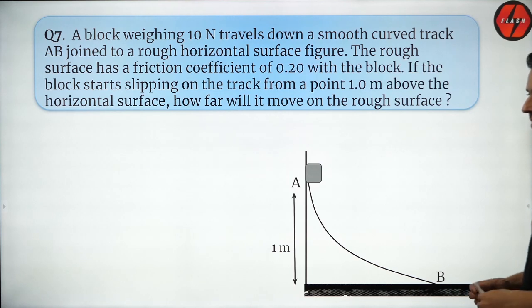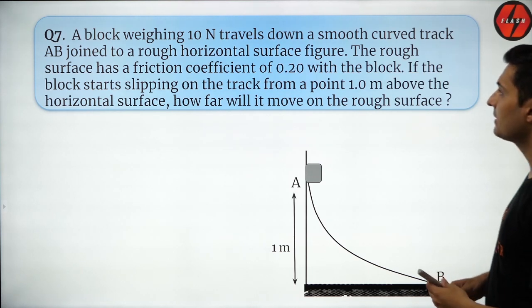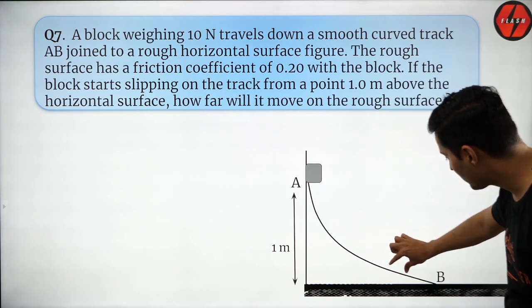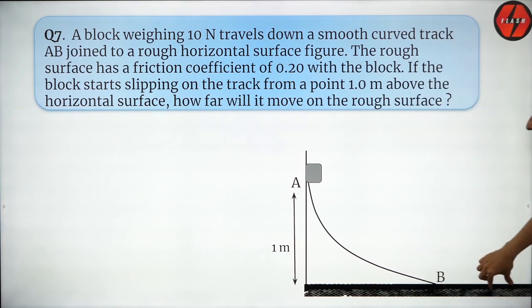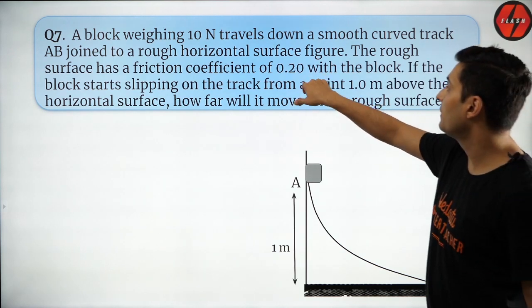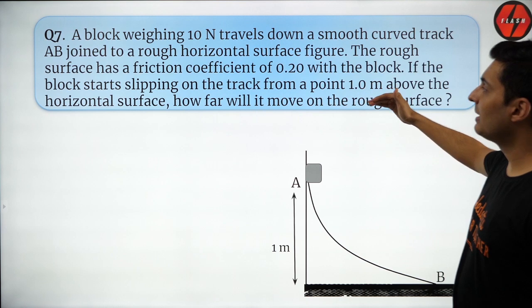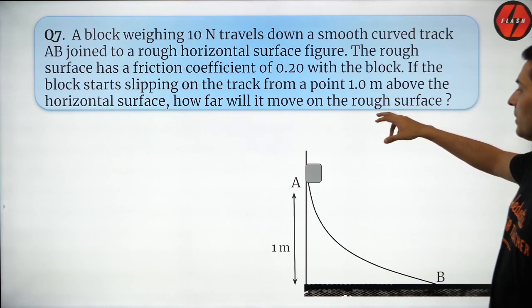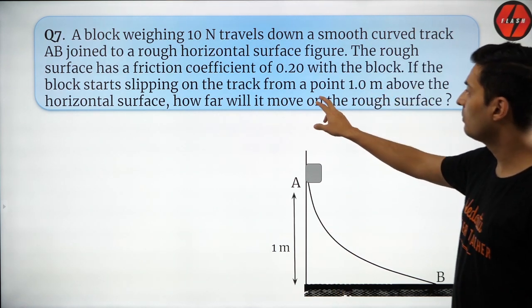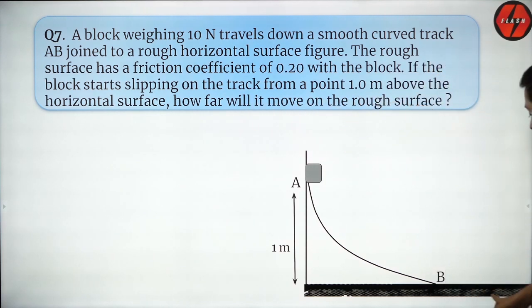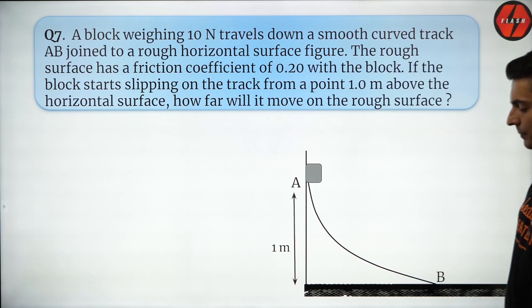Next question, question number 7. Let's see how to do this. This block starts from here. This part is smooth, but when it comes down, there is a coefficient of friction over here, and the block starts slipping on the track from this particular point. It's given 1 meter height. So the question is, how far will it move on the rough surface?